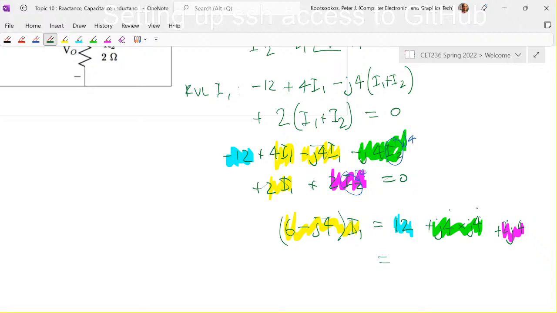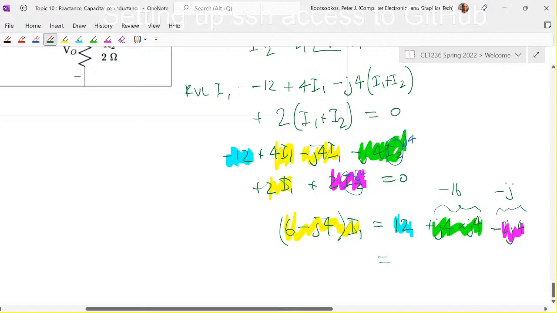The 2J4 is, you're right. Thank you. Right, so that's negative, that one's positive. Yeah, that's correct. Thank you. So then this ends up being minus 16. This ends up being minus J8. So that's minus 4 minus J8.